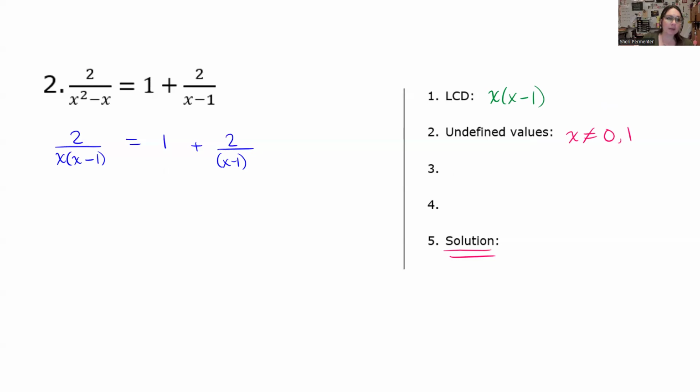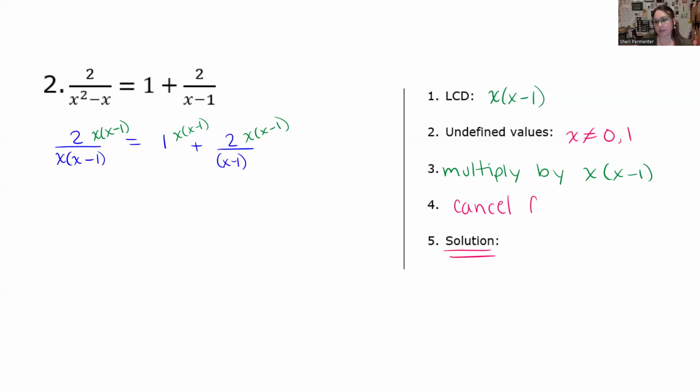Next, we will multiply by the LCD. So multiply by x times x minus 1. And I'm multiplying all of the numerators. So I have to multiply by x times x minus 1. I have to multiply everything by that lowest common denominator, and that's going to help me cancel out the fractions. That's my next step.